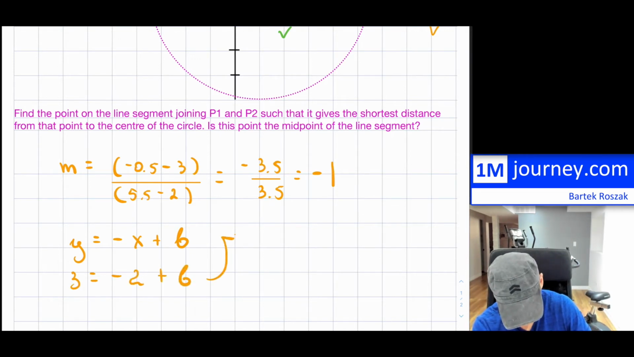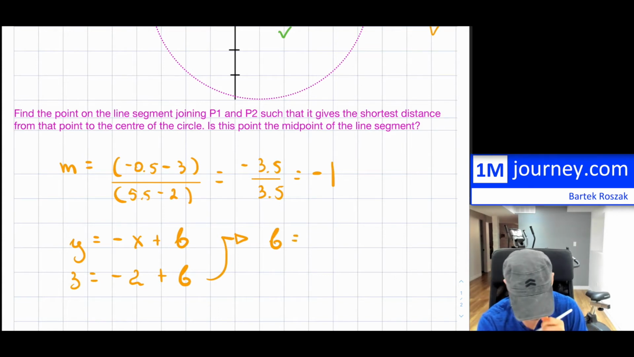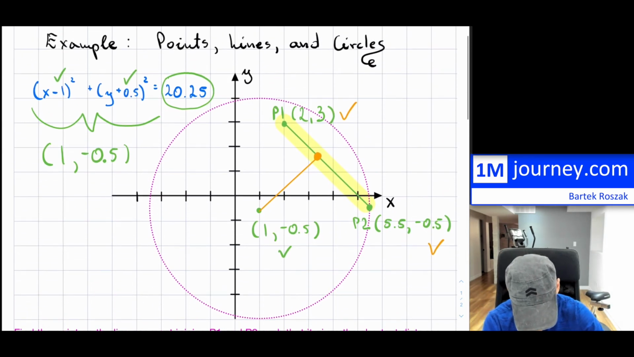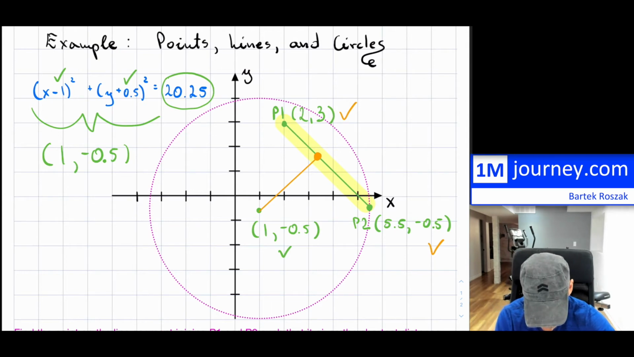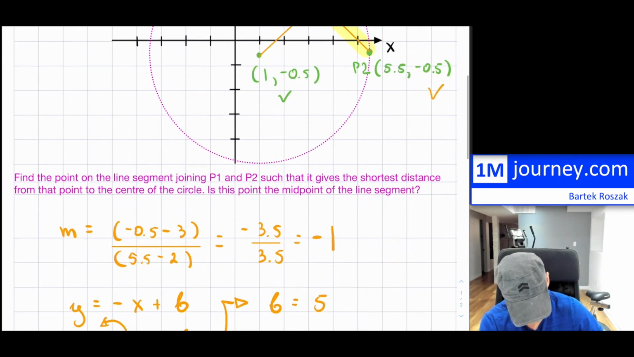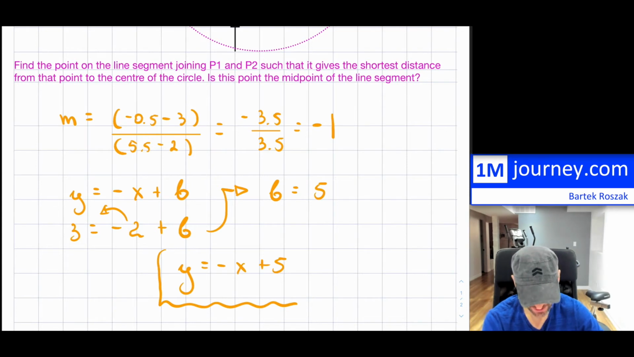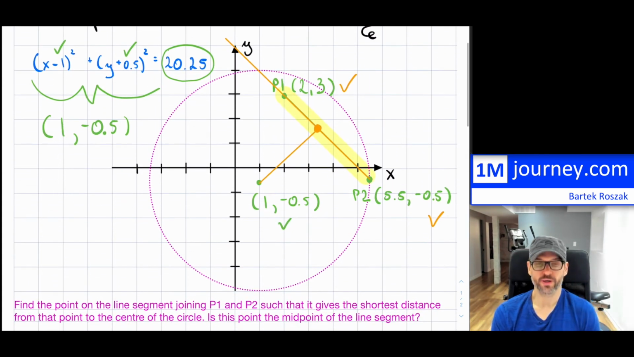Now I can isolate this for b. So b is equal to, I can bring this over to the other side, and you will notice that b is going to be 5. If I extended this line out and drew it out here, it would cross through that 5 right there, and that is my b. My entire line is -x plus 5. So that's my line segment that goes through those two particular points.